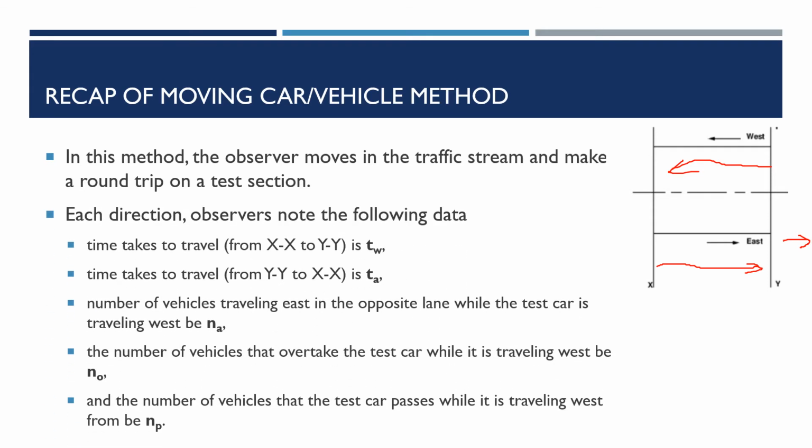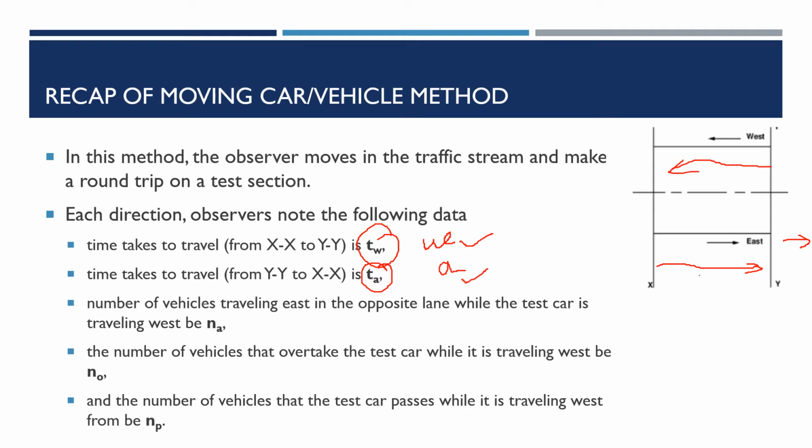Now let's look into the data which are collected. One is the average journey time it takes to travel each section, section X to Y and section Y to X. So we use TA and TW. You can see that we use the suffixes W and A to indicate the direction relative to the flow. If the test vehicle travels along with the flow, in this case eastward, from X to Y, then W would be the suffix. And if it travels against the flow, from Y to X, you use the suffix A.